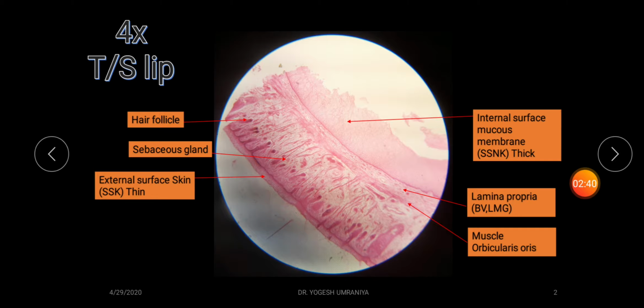The fibers are arranged in a longitudinal direction because this is a transverse section of the lip. If we see the longitudinal section of the lip, then you will find the transverse direction.